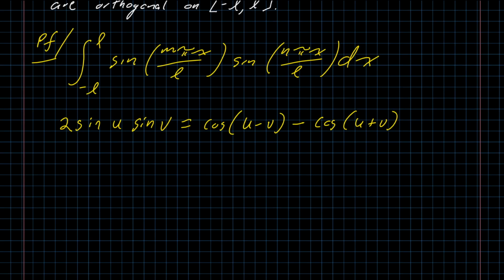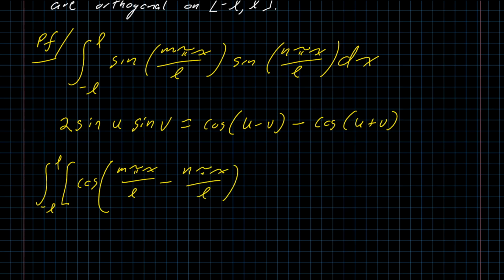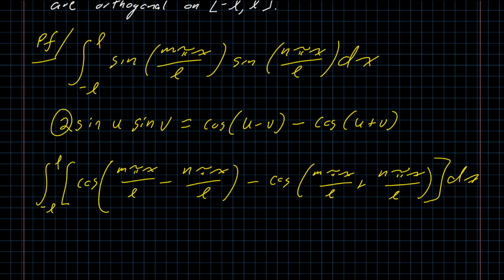And with that, we can rewrite our integral from negative L to L. It's now going to be the cosine of m pi x over L minus n pi x over L, minus the cosine of m pi x over L plus n pi x over L. And then there was this 2 over here that we didn't have before, so we'll just divide that into the other side, and it'll turn into a 1/2 in front.